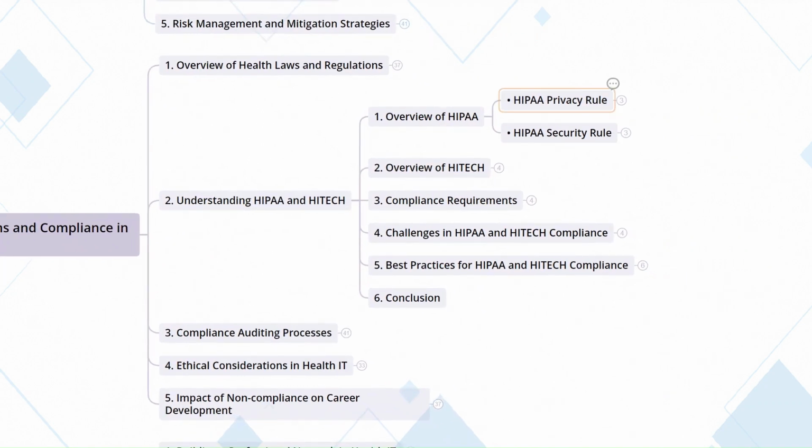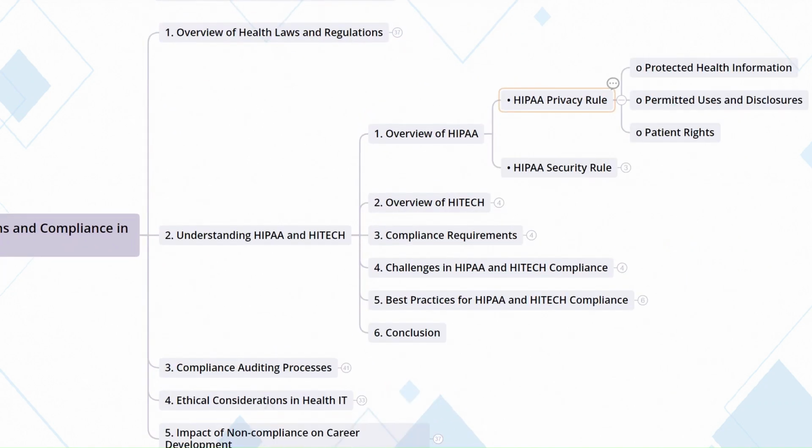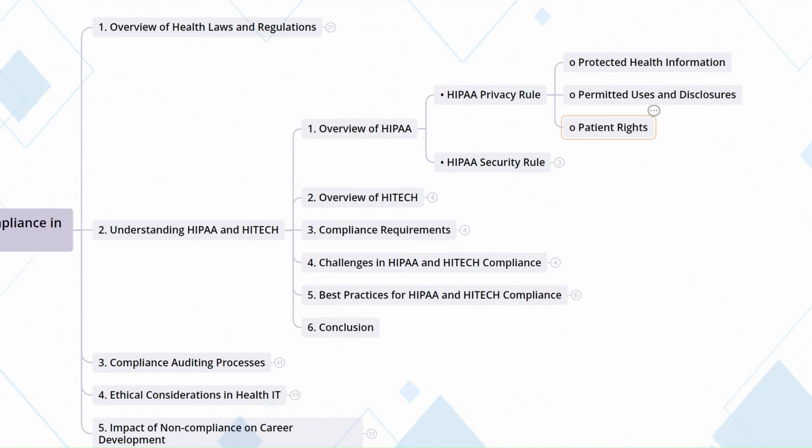Firstly, HIPAA privacy rule. This rule establishes national standards for the protection of individuals' medical records and personal health information, also referred to as PHI. Key provisions of the privacy rule include protecting health information, permitted uses and disclosures, and patient rights.